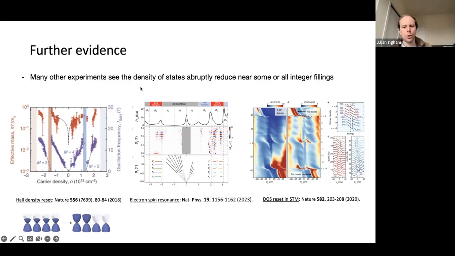STM measurements shown on the right also show abrupt reductions in the density of states near integer fillings. And in the middle, more recently, microwave resonance experiments have explicitly seen evidence that these resets are associated to polarization of the spin and valley by probing the magnetic field dependence of the collective modes of these polarized states. I'll mention this experiment again somewhat later in the talk.